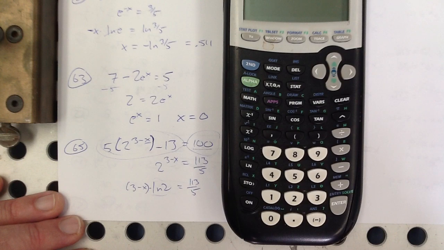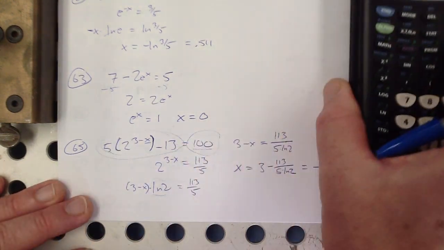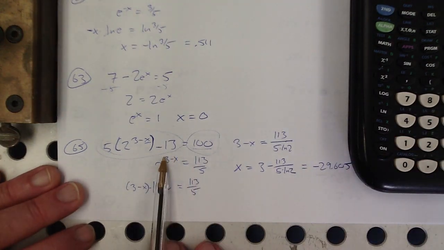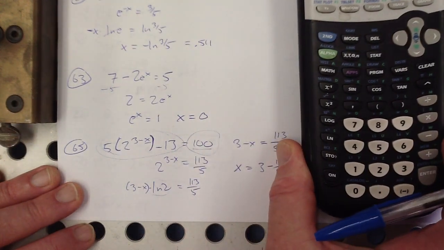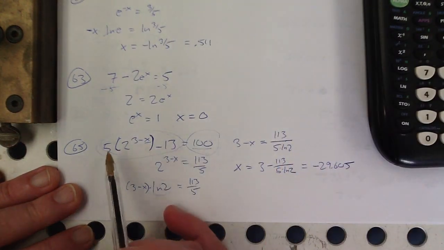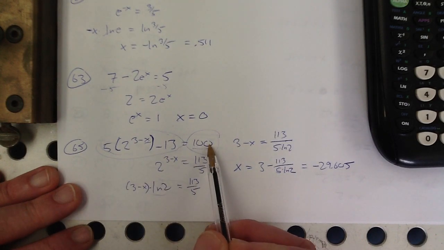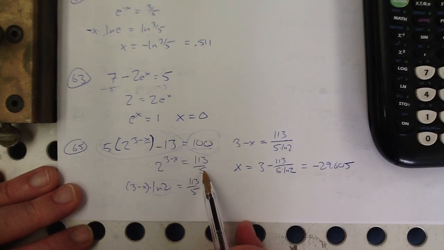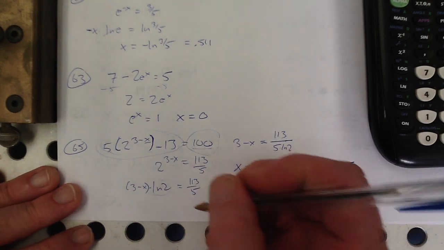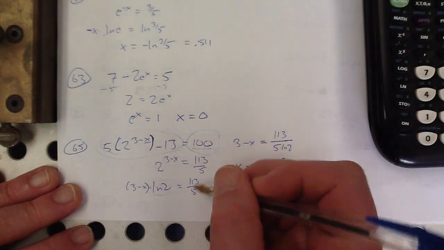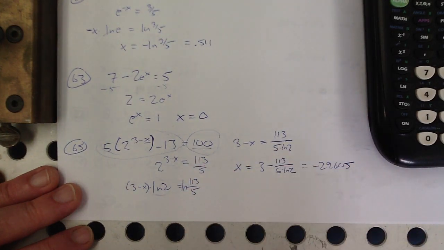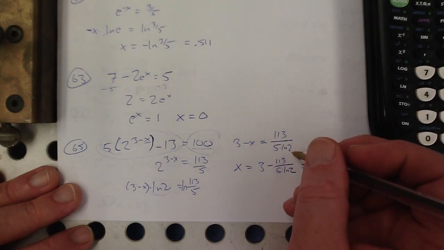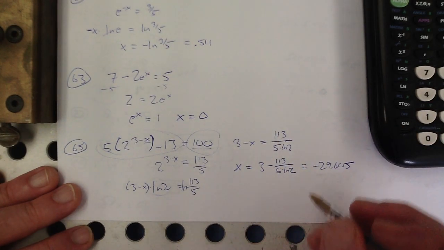And I didn't. Oops. This is why we check our answers, right? Okay, so what did I do wrong here? I added that 13. Divided by 5. Oh, I forgot. Shoot, that was dumb. When I did the natural log of both sides, I didn't do the natural log of this side. So that should be natural log of 113 over 5. So that changes things.